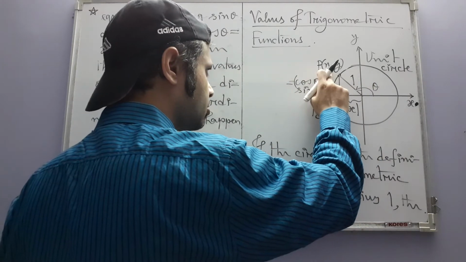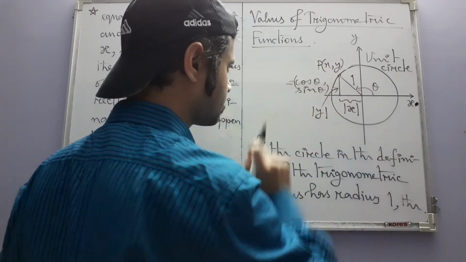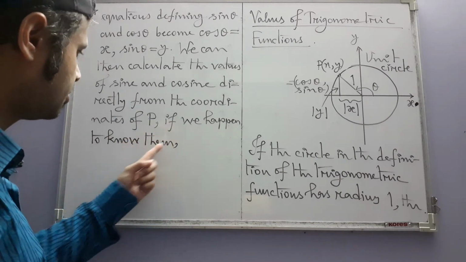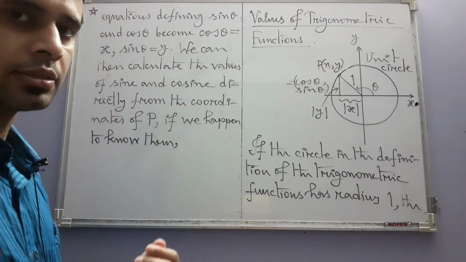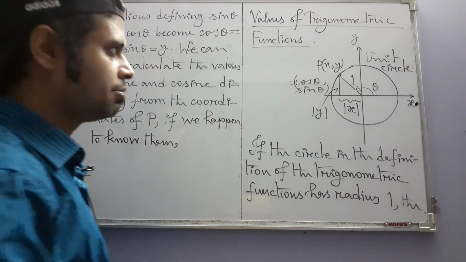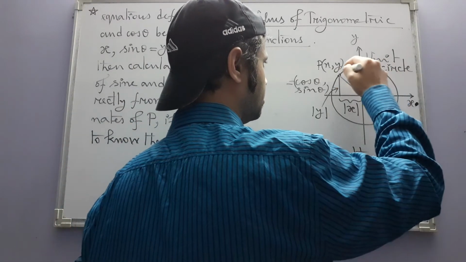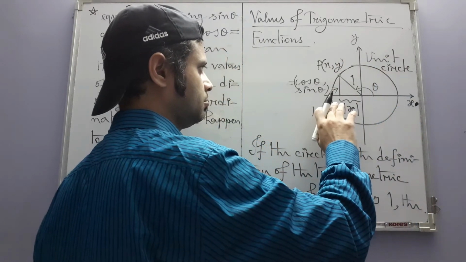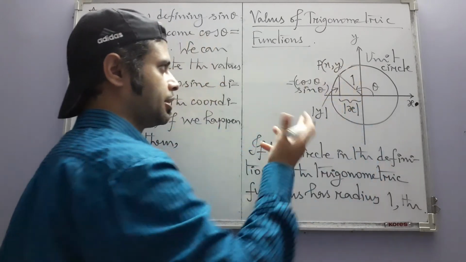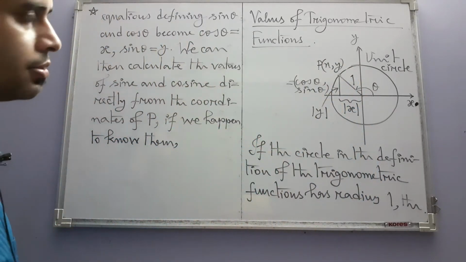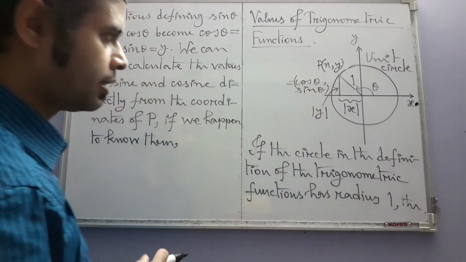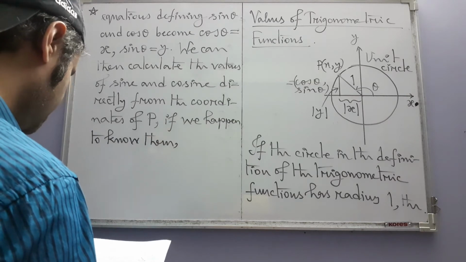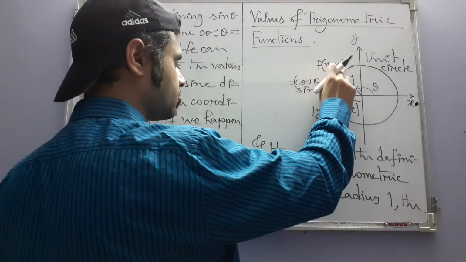So our x coordinate becomes cos theta and y coordinate becomes sin theta. So we will know cos theta and sin theta only if we happen to know these coordinates. Maybe the situation is like this, that this point is in a position which allows us to readily say what x and y are by some means. Then we automatically know what cos theta and sin theta are. If not, then we have to measure these coordinates.